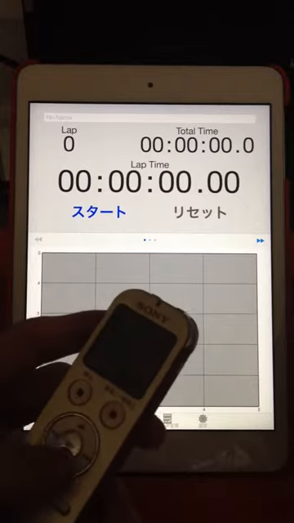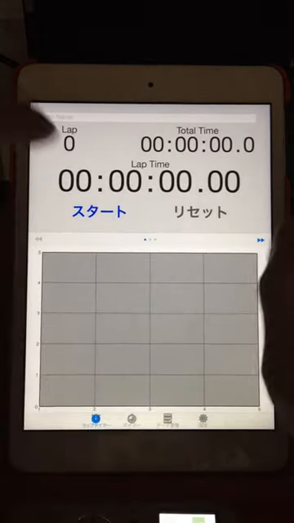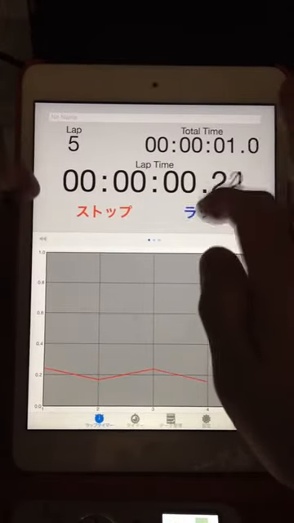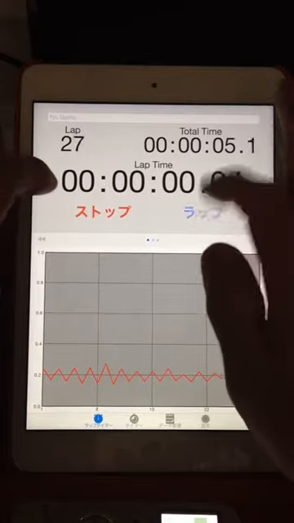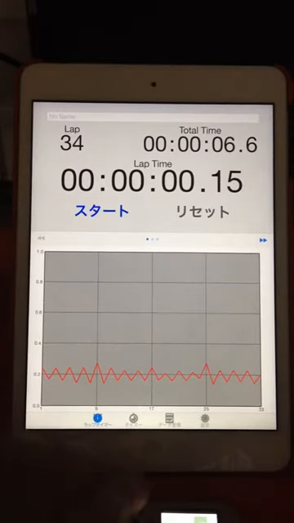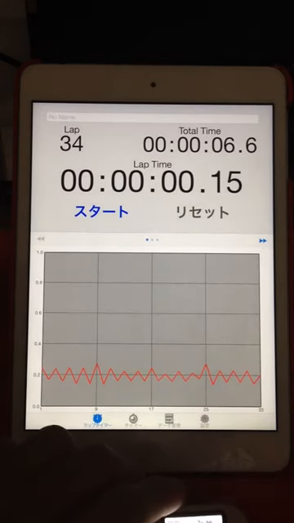Let's start singing and tapping. 1, 2, 3, 4. Today, 6.6 seconds.